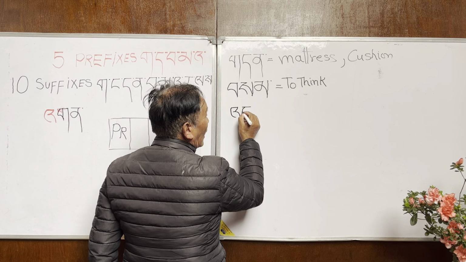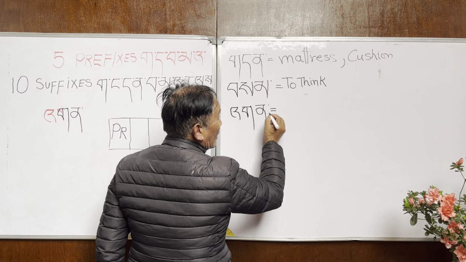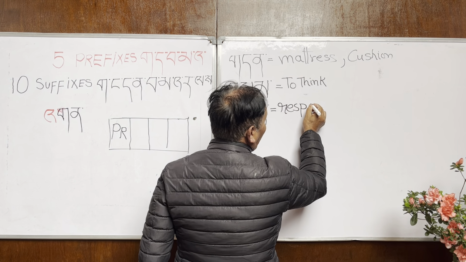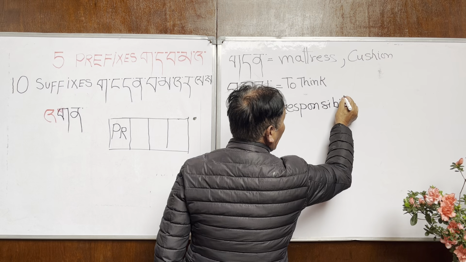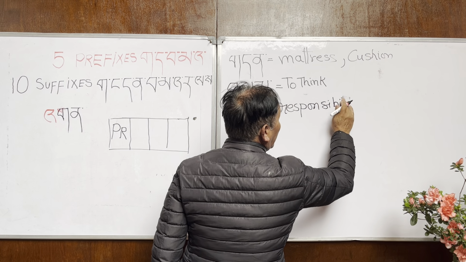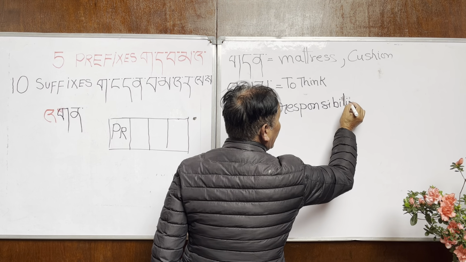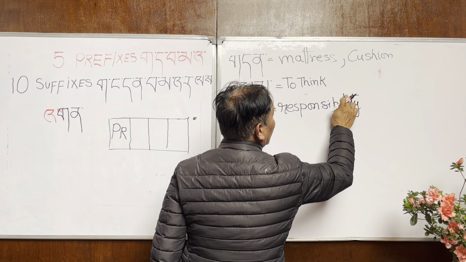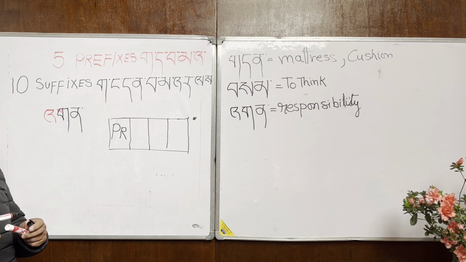Hao, ga, na, gen. Responsibility. Aogan again is responsibility.